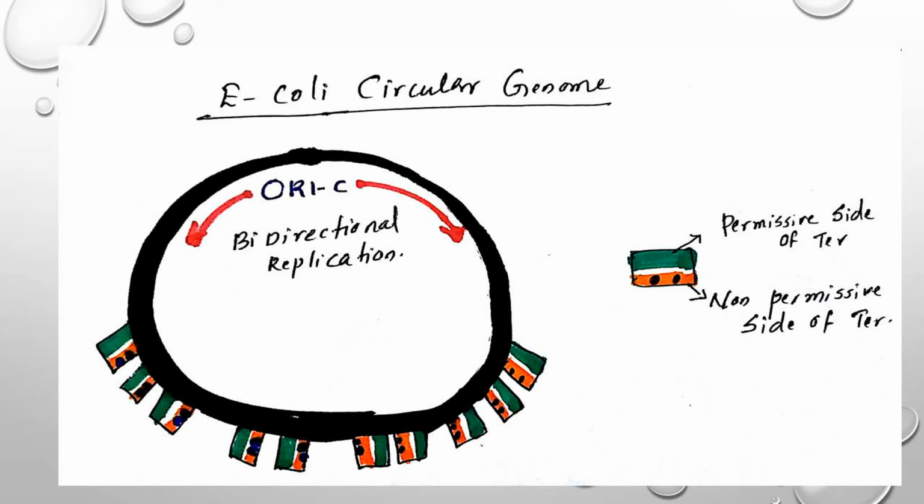On the left, the 5 Ter sequences have permissive sites at the left. You can see in this picture, the green color is the permissive site of Ter, and the orange color here is the non-permissive site. The left side sequences are permissive at the left, and the right side sequences are permissive at the right. When the replication fork encounters the non-permissive part, it will stop the replication fork, and when it encounters the permissive end, that means the permissive part of the Ter sequences, it will allow the replication to go on. Ter sequences need a special protein called the Tus protein.